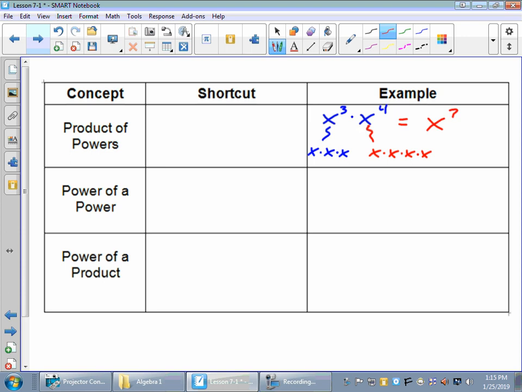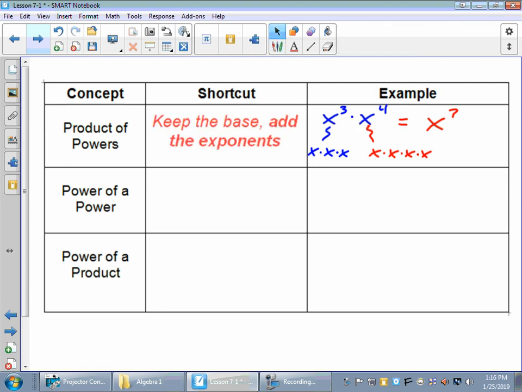Well, the shortcut is basically saying keep the base and add the exponents. So if the base is the same here, it is x and x, and we just add the exponents. 3 plus 4 gives us 7. That makes it a shortcut. If you're good with the shortcuts, use the shortcuts. It'll save you a lot of time. If not, you can write it out like this with x times x times x, and over here, x times itself 4 times, and then you'll always get the right answer.